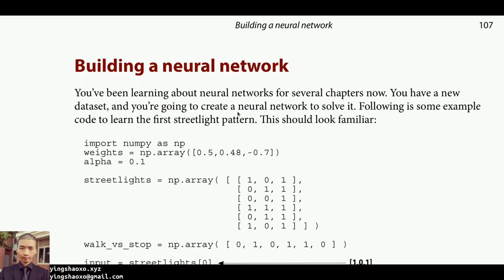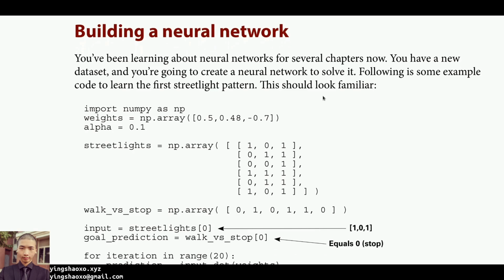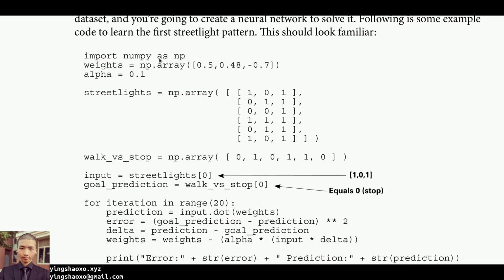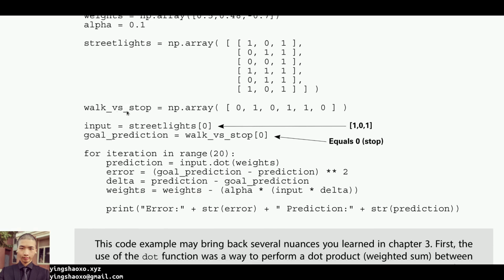Following is some example code to learn the first streetlight pattern. That should look familiar. First we import NumPy as np. The weights equal to numpy.array with the array. Actually, in the real world, we couldn't know the weights in advance. The alpha equal to 0.1, the streetlights equal to something like that, and the walk_vs_stop output equal to something like this.